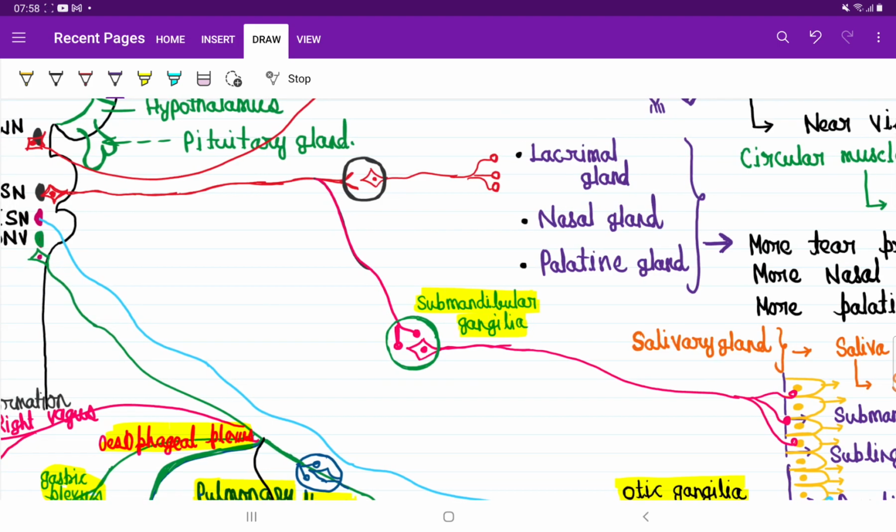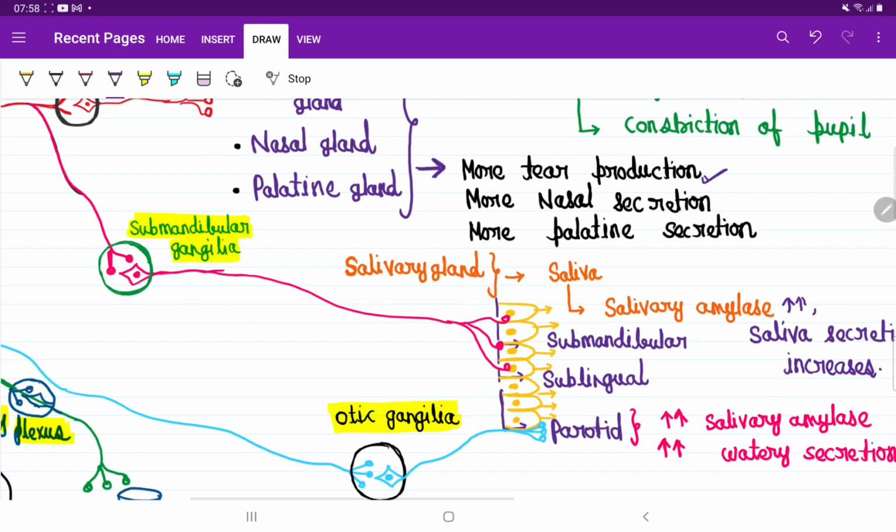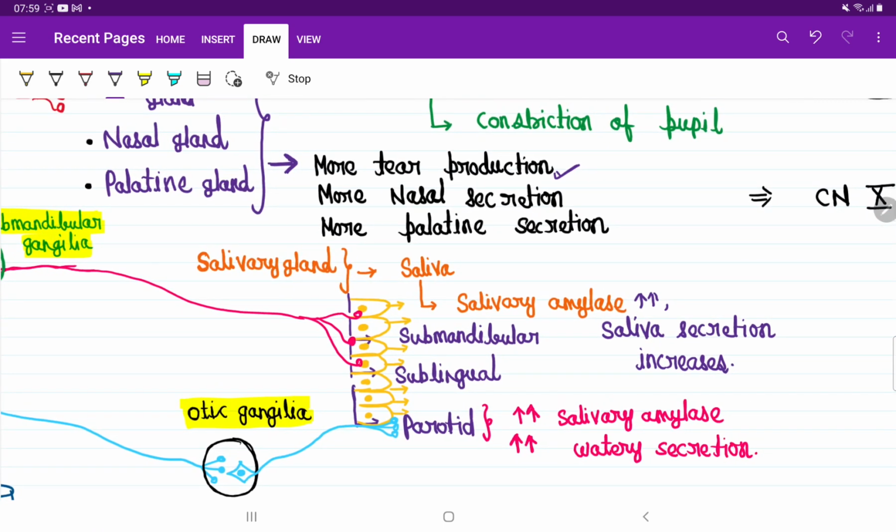And then this facial nerve is forming one more ganglion, called the submandibular ganglion. This submandibular ganglion supplies the submandibular and sublingual salivary glands, not the parotid, and causes secretion of more and more saliva. More saliva secretes, and it has a lot of salivary amylase, which will digest the food.